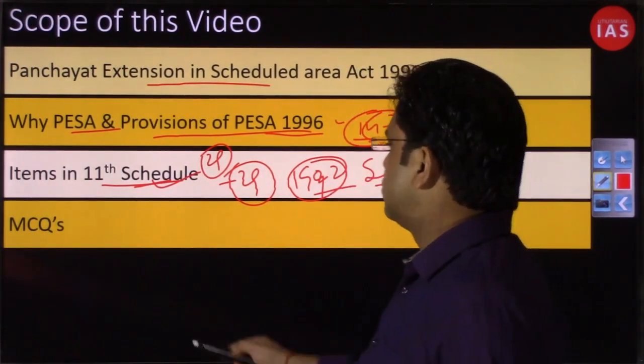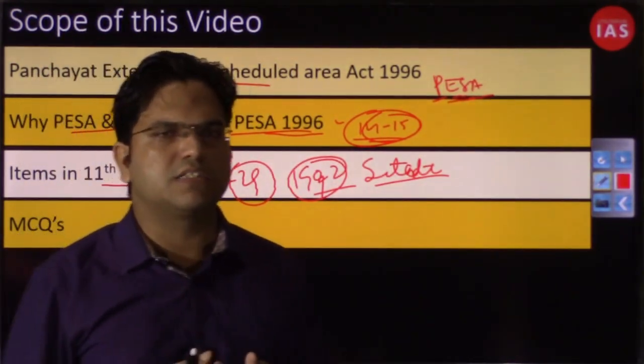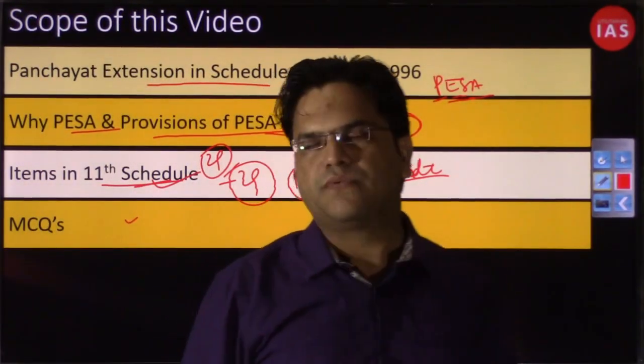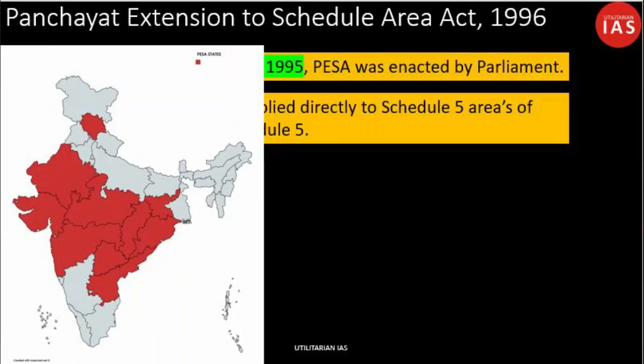In the last leg, that is the third leg, we'll have 3 MCQs that I'll expect you to attempt. With this, we are entering the first leg of this video, that is, what is this PESA, the Panchayat Extension to the Scheduled Areas Act 1996.